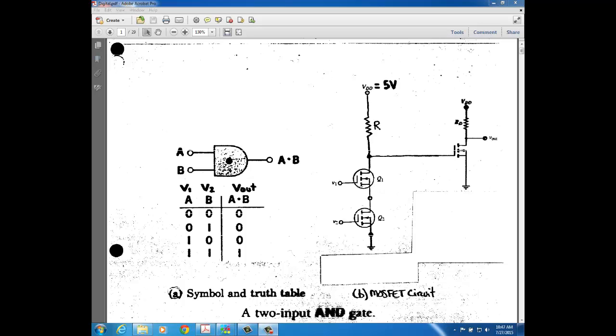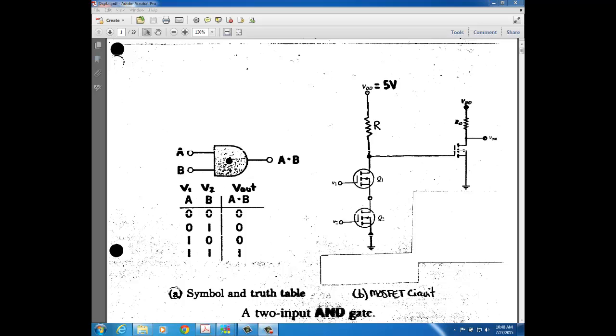Now here's some Boolean algebra. This dot here means the AND function. So you would say that this output is A ANDed with B. And again, the AND function is explained right here, where all inputs would have to be a 1 in order to get a 1 out. Otherwise you get a 0.